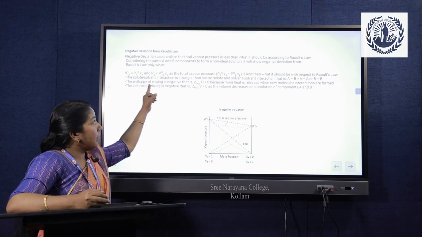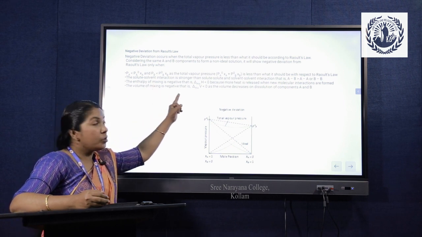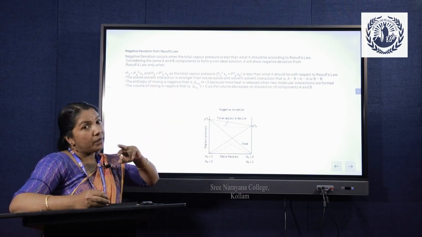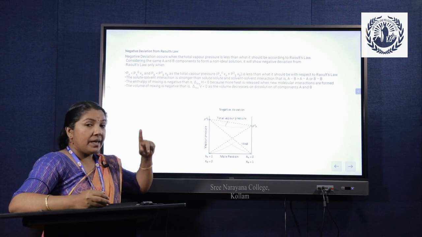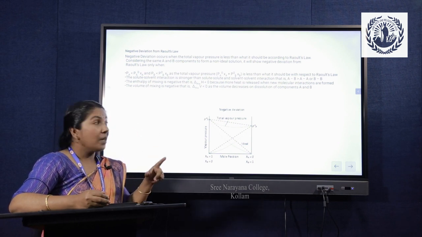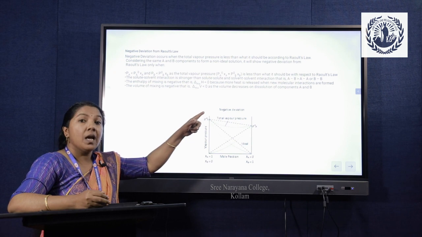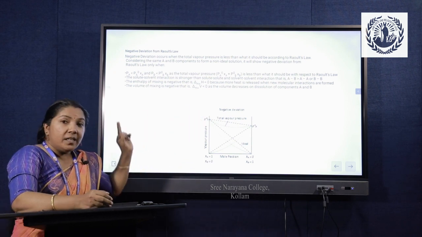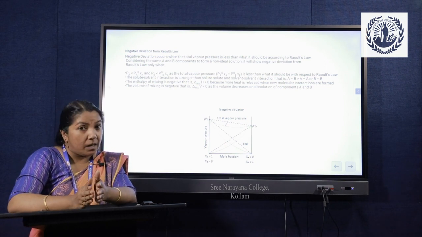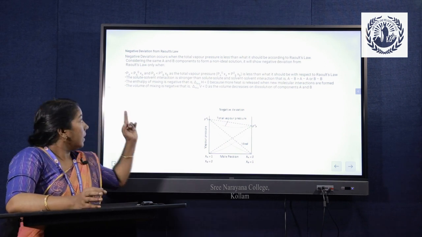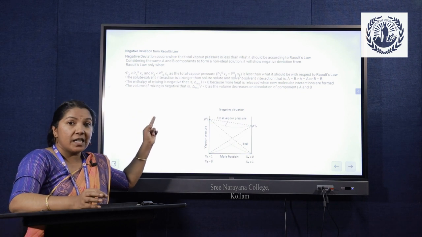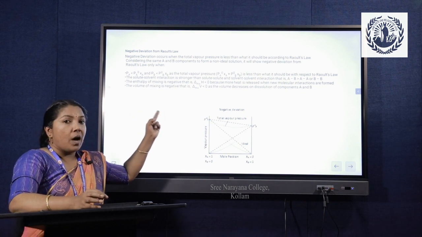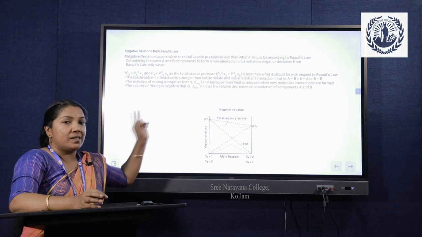Here the solute-solvent interaction is stronger than the solute-solute and solvent-solvent interaction. In other terms, the AB interaction, that is interaction between unlike molecules, is much higher than that between identical molecules, AA or BB. And in solutions showing this type of deviation, the enthalpy of mixing, delta H mixing, is less than 0 and delta V mixing is also less than 0.